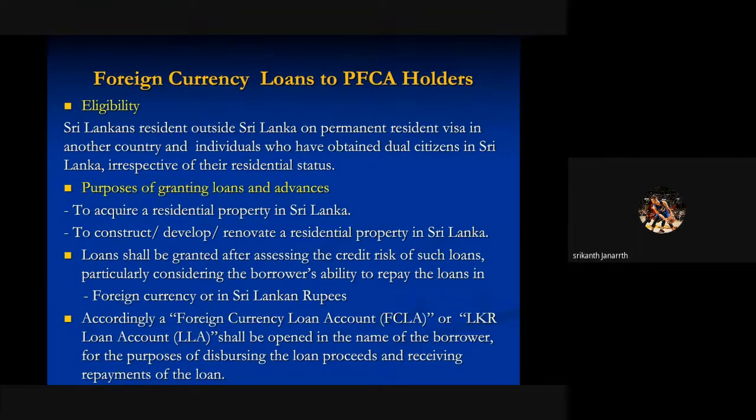So the people who migrated to another country are on a PR, permanent resident visa, or an individual who has obtained dual citizenship in Sri Lanka irrespective of residence. What do you mean by dual citizen? Those people are Sri Lankan, went and took PR in another country, and thereafter they obtain the citizenship also. So once a person of Sri Lankan origin migrates to another country on PR and subsequently takes citizenship, it means they renounce the right to be Sri Lankan.